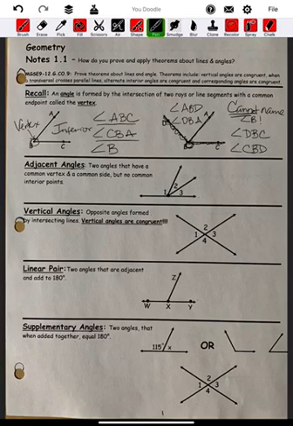At this point, we're going to move on to the next section. If you need to pause, please feel free to pause at any point in the video so you can get caught up. Next, adjacent angles are two angles that have a common vertex and a common side, but no common interior points. Here we have angle 1, which is adjacent to angle 2. Adjacent means next door. It's kind of like your next door neighbor. So angle 1 and angle 2 are adjacent.